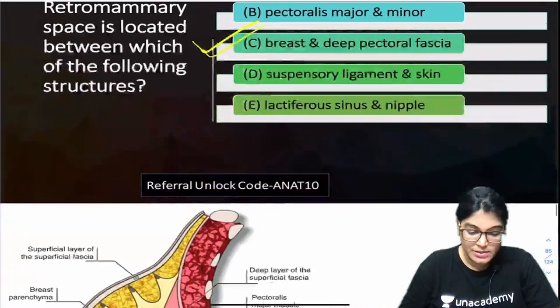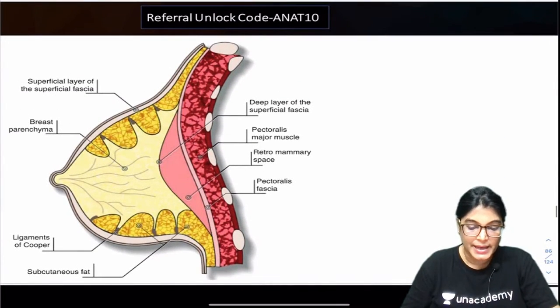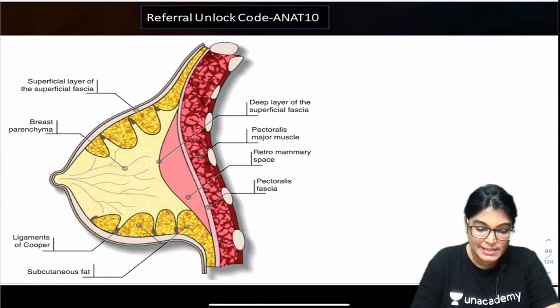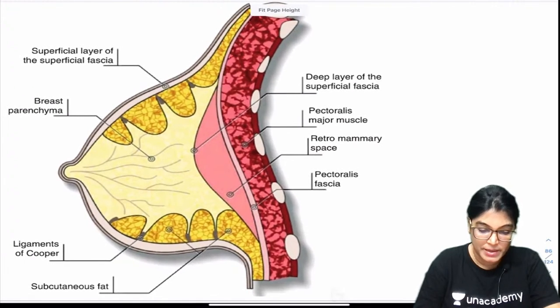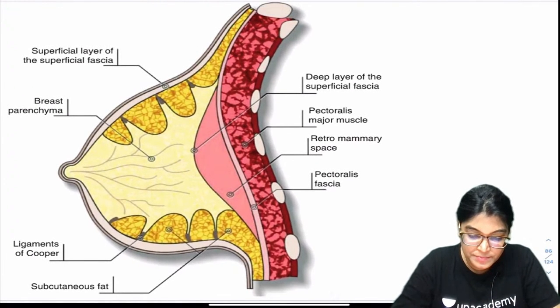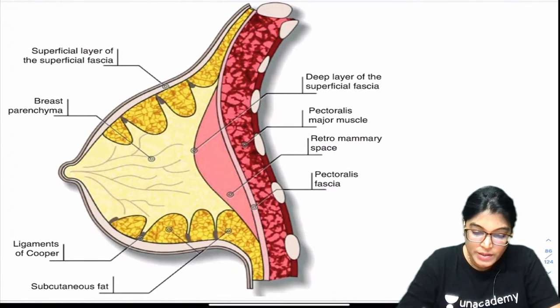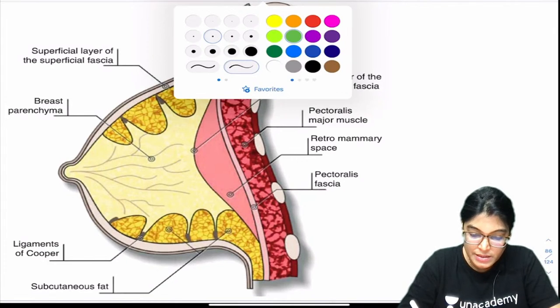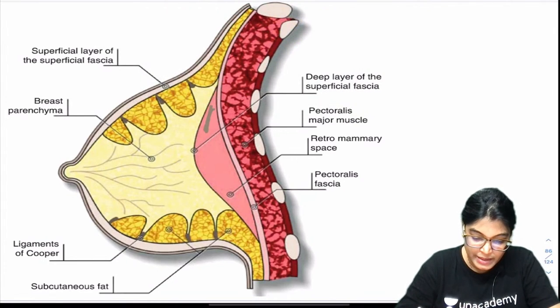Let me just show you this diagram where you can clearly see the retromammary space. Now here, students, what you can see is that the area which I am highlighting with green color is the area of the retromammary space.